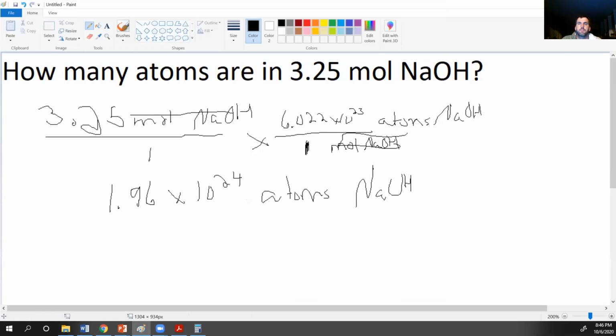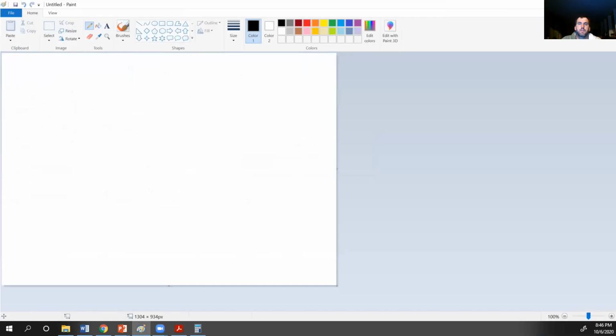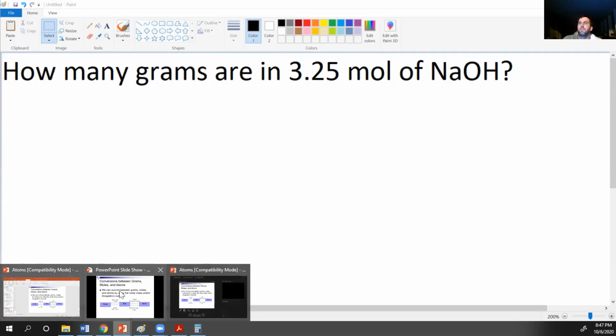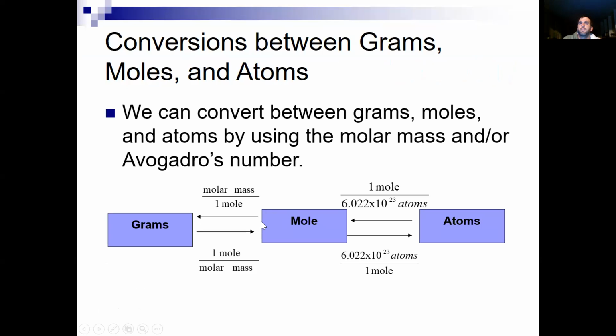So now let's do another example. My second example asks, how many grams are there in 3.25 moles of NaOH? So once again, I'm using my flow chart. And I'm going from moles, because that's what they gave me, to grams. So I'm going to multiply by the molar mass over 1 mole.